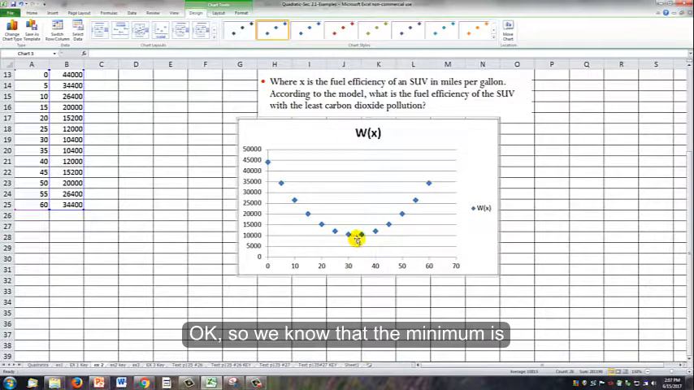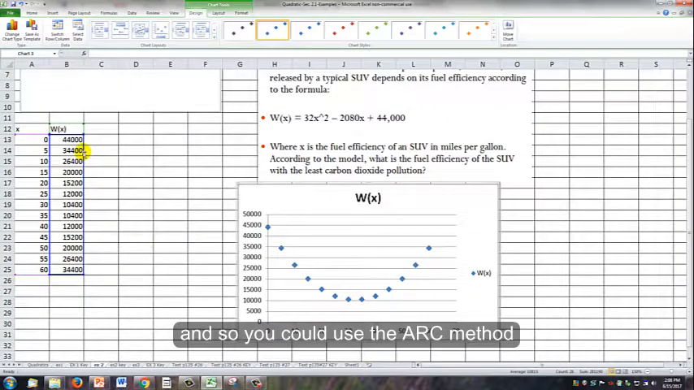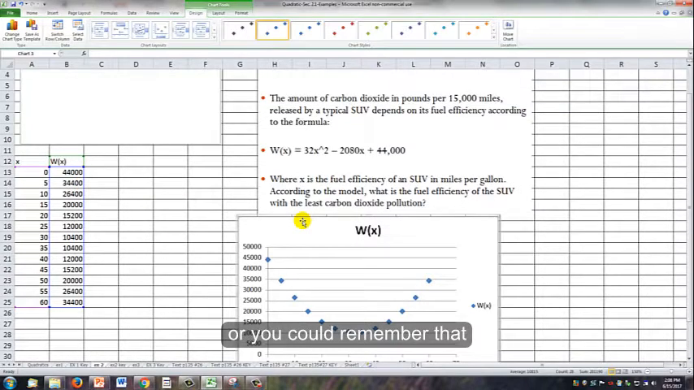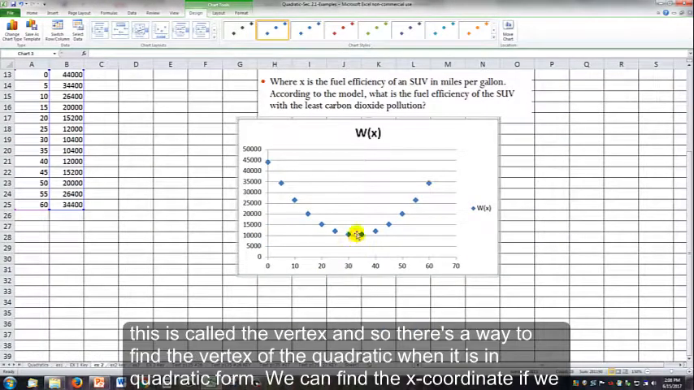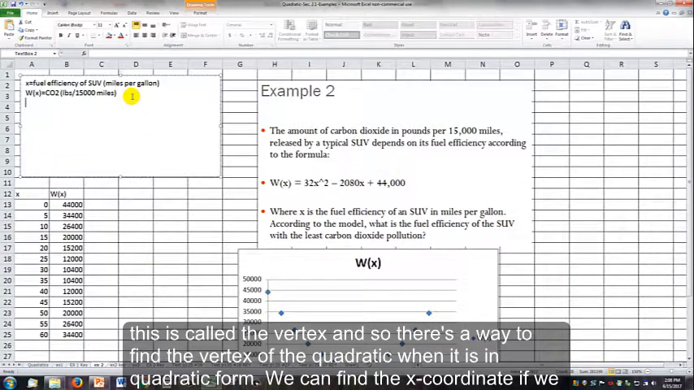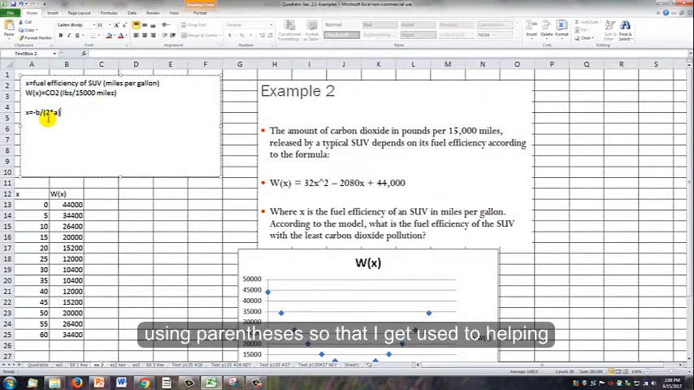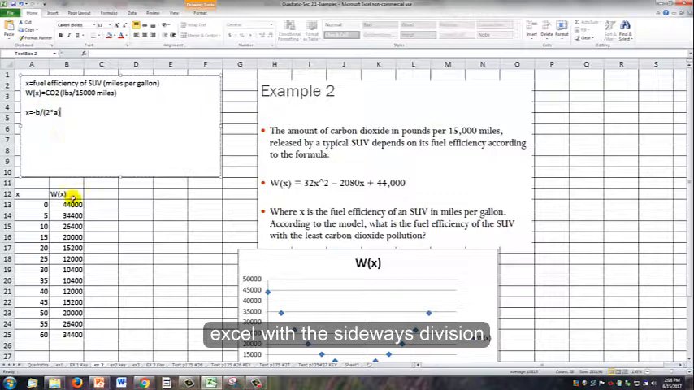Okay, so we know that the minimum is a little bit closer to 30 than 40, but it's somewhere between 30 and 40. And so you could use the arc method, or you could remember that this is called the vertex, and so there's a way to find the vertex of a quadratic when it is in quadratic form. We can find the x coordinate if we remember negative b divided by parentheses 2 times a. Using parentheses so that I get used to helping Excel with the sideways division.